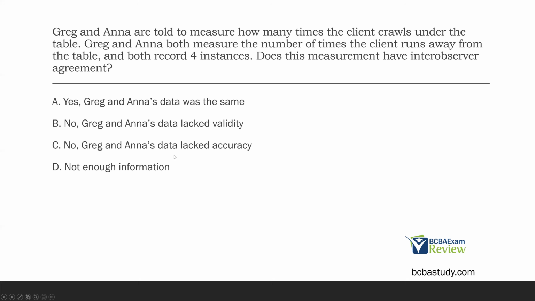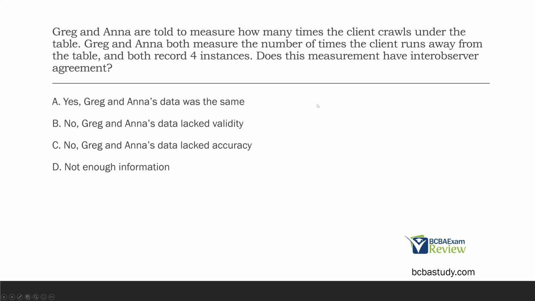Because if you look at B, Greg and Anna's data lacked validity, it did. They were supposed to measure crawling. They measured running away. Doesn't mean it didn't have agreement. They were in agreement. They were both wrong in agreement, but they were in agreement. Greg and Anna's data lacked validity, but that's not going to be our answer.